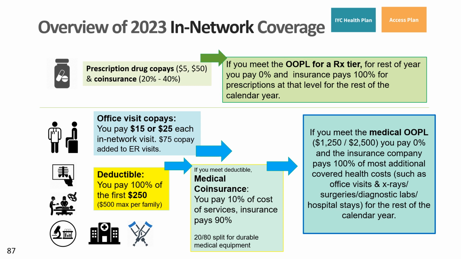Your office visit copays will be $15 or $25 each. And if you need medical care that falls under the deductible, you are responsible for the first $250 of your annual deductible, and then the coinsurance kicks in. And if between office visit copays, deductible, and the coinsurance, you end up spending $1,250, then you've met your medical out-of-pocket limit for the year, and the insurance company pays the remaining medical costs until the year resets next January 1st.